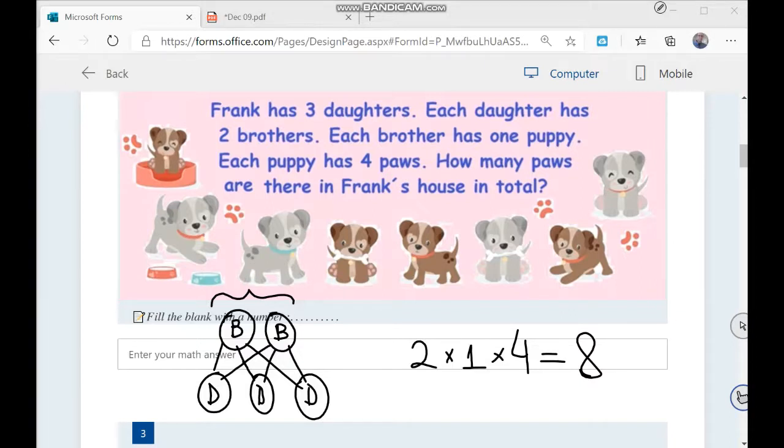It is just the puppies, Jacob. Just the puppy paws. Kalia got it right, yeah. But the catch here is when you talk about three daughters, each daughter has two brothers, you think about 6 brothers. But we don't have 6 brothers in this family. We only have 2 brothers. Each daughter has the same 2 brothers.